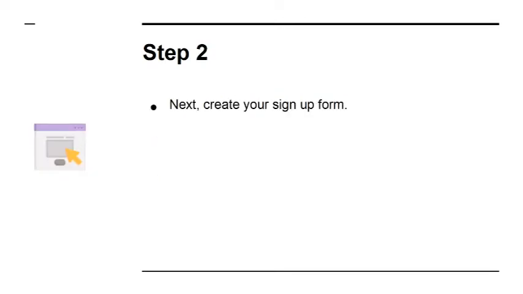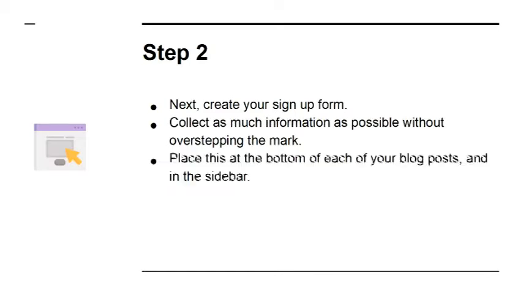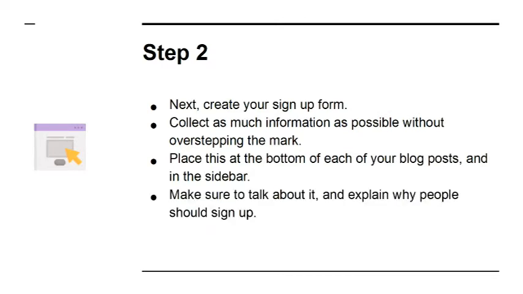Step 2. Next, create your sign-up form. Collect as much information as possible without overstepping the mark. Place this at the bottom of each of your blog posts and in the sidebar. Make sure to talk about it and explain why people should sign up.